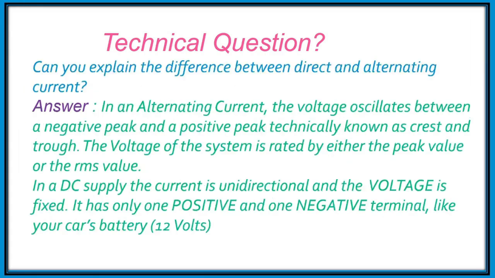Can you explain the difference between direct and alternating current? Answer. In alternating current, the voltage oscillates between a negative peak and a positive peak, technically known as crest and trough. The voltage of the system is rated by either the peak value or the RMS value. In a DC supply, the current is unidirectional and the voltage is fixed. It has only one positive and one negative terminal, like your car's battery, 12 volts.